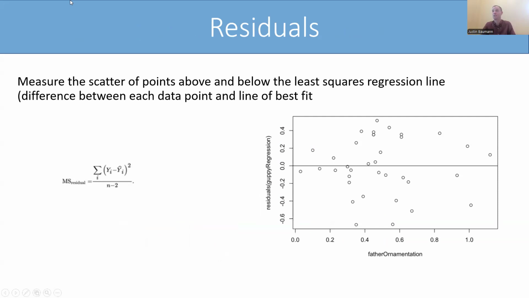So the residual measures the scatter of points above and below the least squares regression line. It's the difference between each data point and the line of best fit. Here's how you calculate it for every individual point.